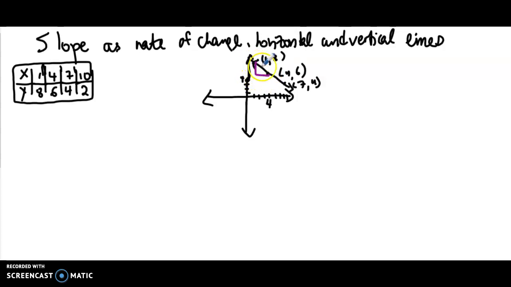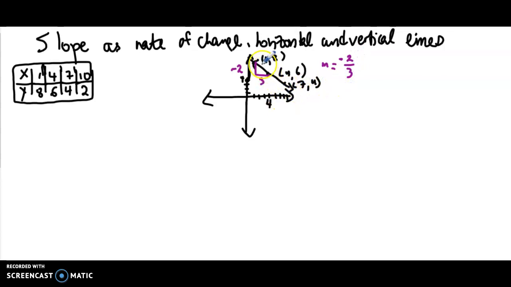And if I want to go from here to here, I'm going from the value of 8 to the value of 6. So I'm going to go down 2 units, which means -2. Then I'm going to go to the right from 1 to 4. That means 3 units to the right. So slope is y over x, so that tells me that my slope would be -2 over 3.